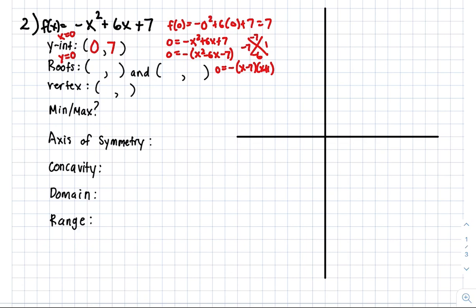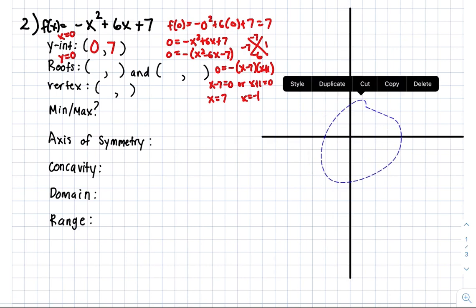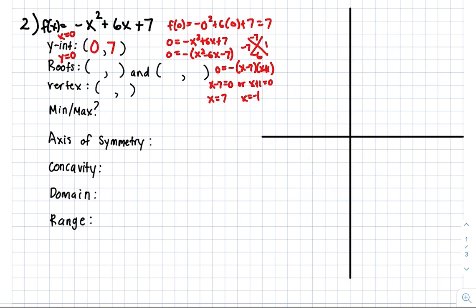Now you solve, so x minus 7 is going to equal 0, or x plus 1 is going to equal 0. And you guys know x is going to equal 7, or x is going to equal -1. I'm going to move this over a tad bit. Alright, so remember, you already know your y values are 0, right? Because y is equal to 0. And then we just solved that x is equal to -1 and x is equal to 7.